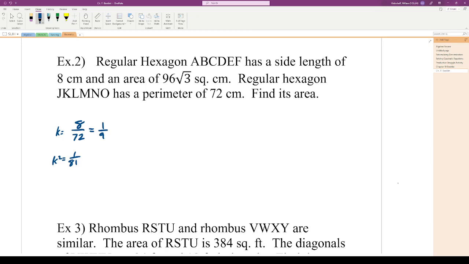So if our original, so we're getting bigger, right? So that's important to look at. We had 8 and we went up to 72, so I kind of reversed it, but that doesn't matter as long as you know you're getting bigger or smaller. So I'm going to take this 96 root 3 and multiply it by 81 over 1.